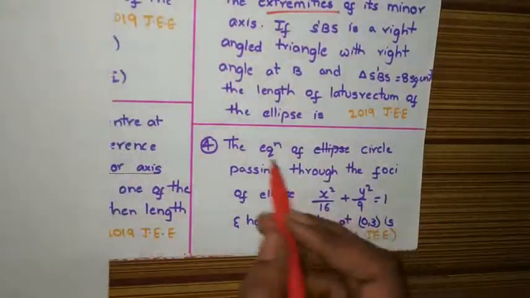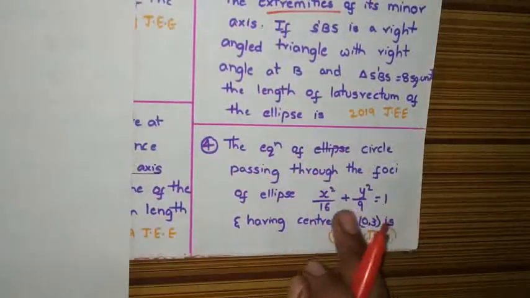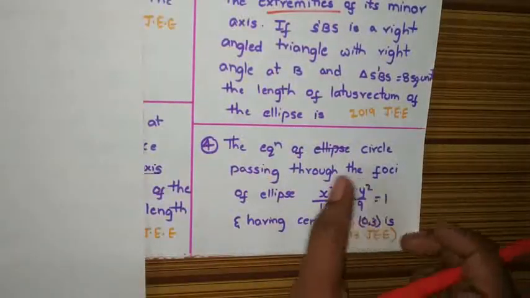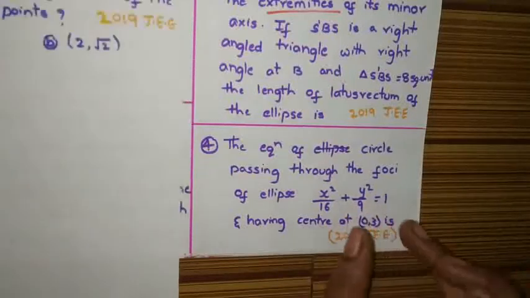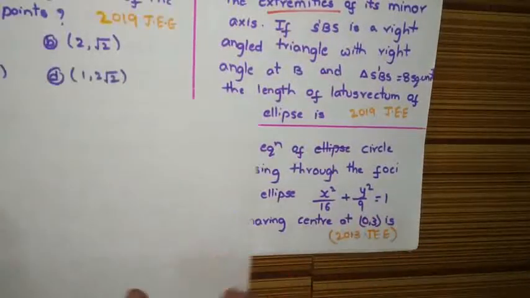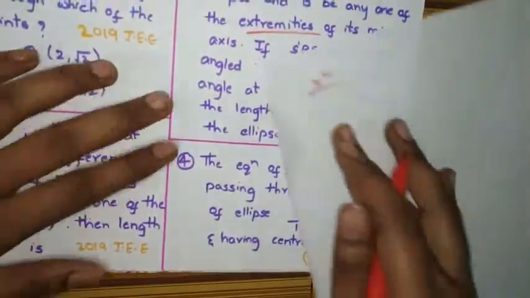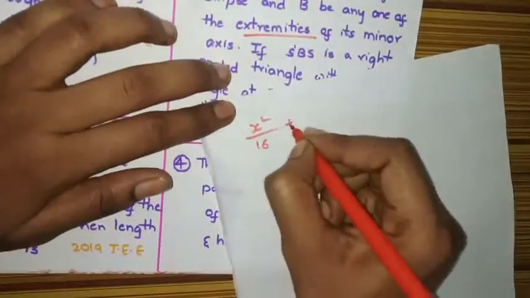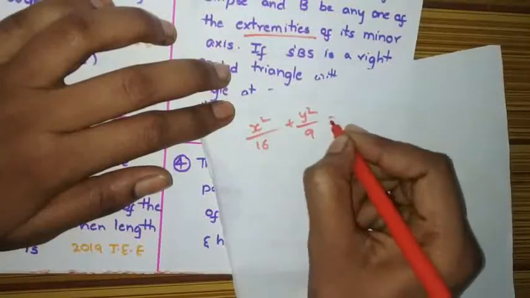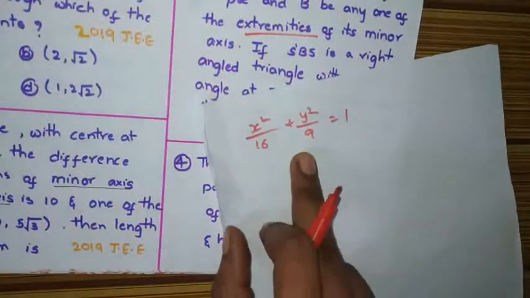See, the equation of the circle passing through the foci of the ellipse. This is the equation of the ellipse: x square by 16 plus y square by 9 is equal to 1.